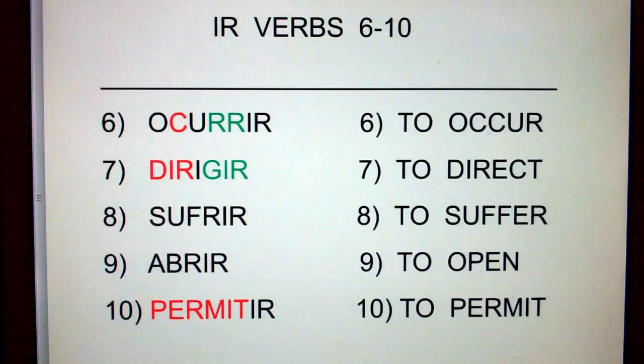Another way, think back to the word for coat. Abrigo is coat or overcoat, and if you go through airport security, they might ask you to abrir your abrigo, open your overcoat. And the last one, permitir is to permit.